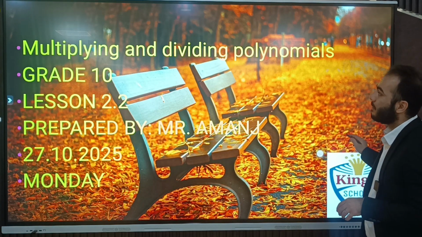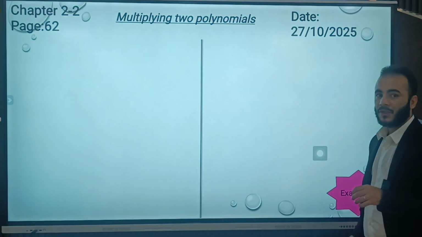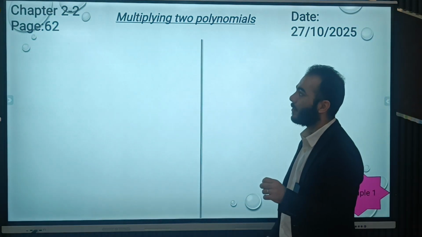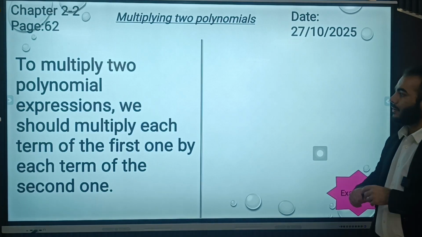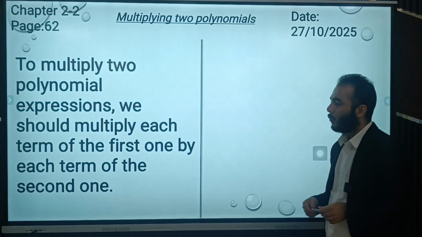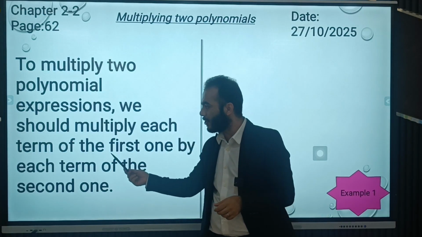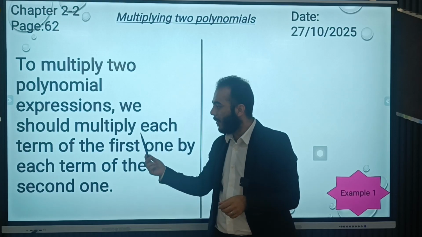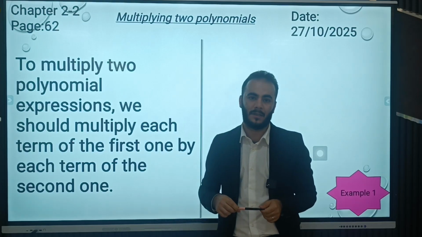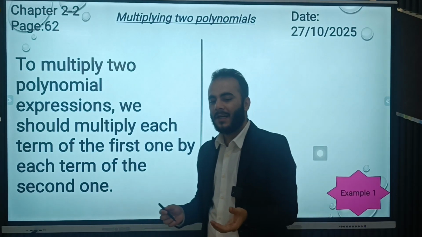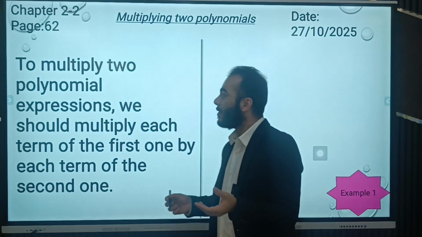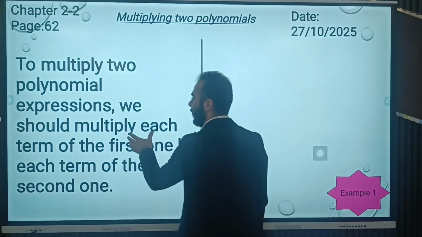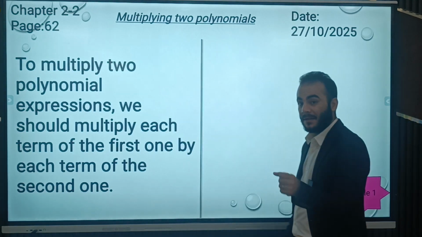So in order to multiply and divide polynomials, first of all, let's just deal with the multiplication. To multiply two polynomial expressions, we should multiply each term of the first bracket by each term of the second bracket. What do we call this? Basically, there is a method called the FOIL method. So this is exactly the definition of the FOIL method, by the way, in a simple way.